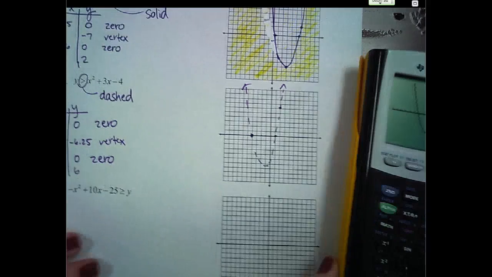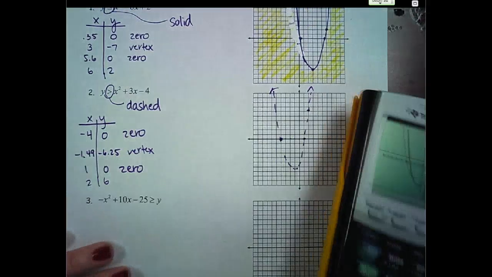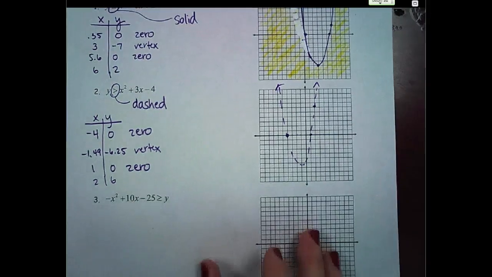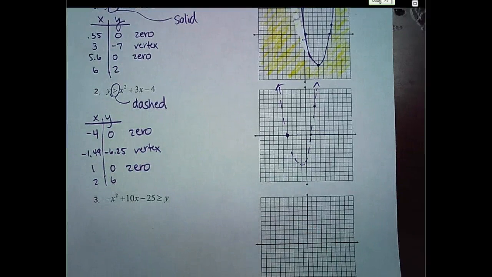Okay, and remember the question is to solve by graphing. So we're not actually having to write a solution. But now we have to decide where to shade. Once you have your parabola drawn, we've got to decide where to shade. And it said y is greater than.